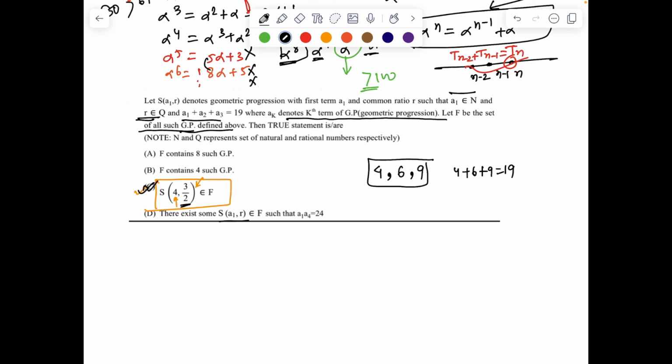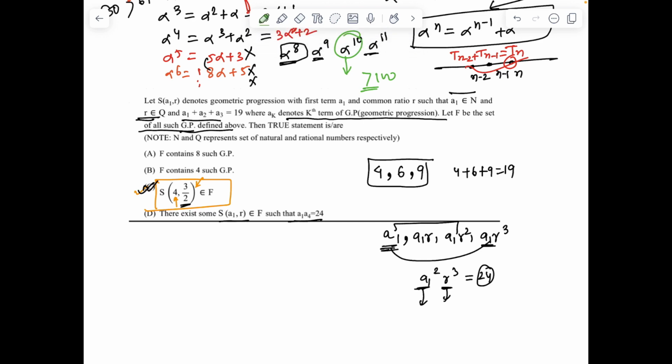Now the next question is, there exists some a1, r so that a1 times a4 is 24. Oh, nice. It means there will be some GP, let's say a1, a1r, a1r square, a1r cube. So the product of a1 and a4 is basically a1 square and r cube, which is 24. So do you have some rational number r and natural number a1 such that their product is 24? Is that possible if the sum of the first three terms is 19? Finding this explicitly will be difficult, right?